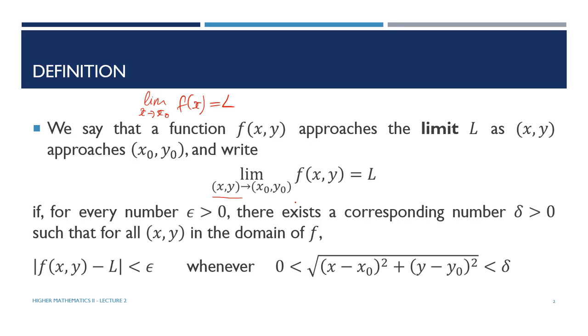And this expression we read as: for every positive number epsilon, there exists a corresponding positive number delta, such that for all x, y in the domain of f, these two conditions are met. If we subtract the limit L from our function, we have to get a number smaller than epsilon, which is an extremely small positive number. And this square root should also be between 0 and delta.